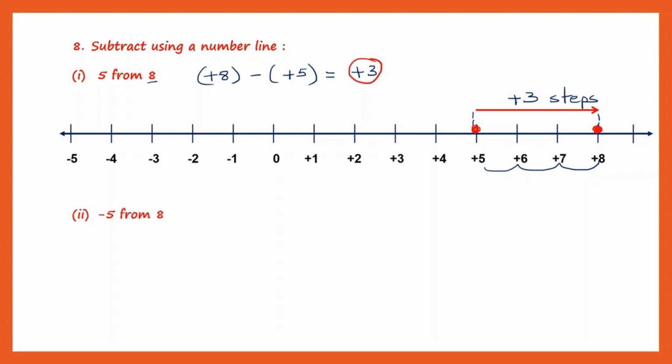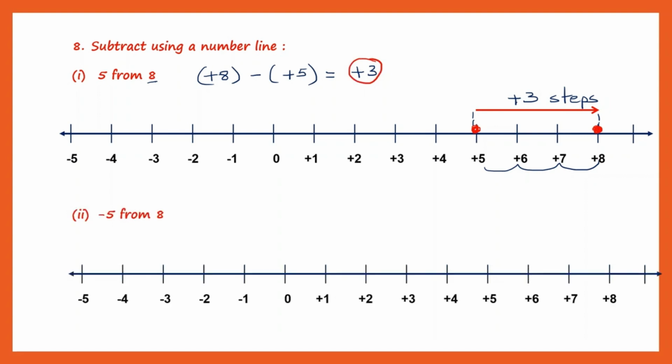Second one, minus 5 from 8. So here again we have the number line. Now first thing is we're going to rewrite this question. So let's do that. So whatever comes after the word from should be written first. So that is plus 8. So we've written that first and this is a subtraction problem and the other integer is minus 5. Now we're going to find the answer to this.